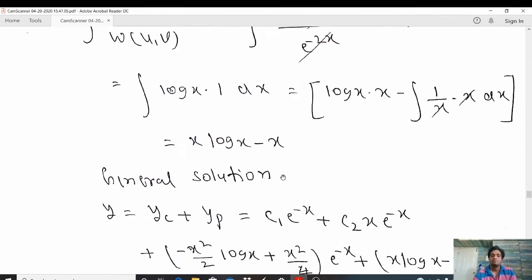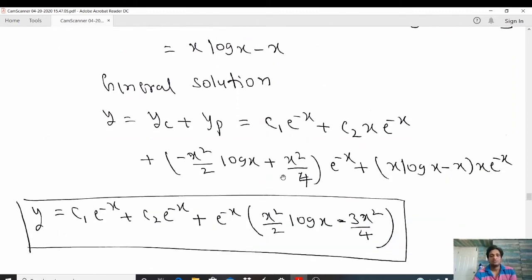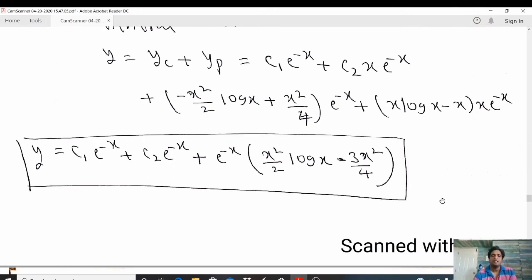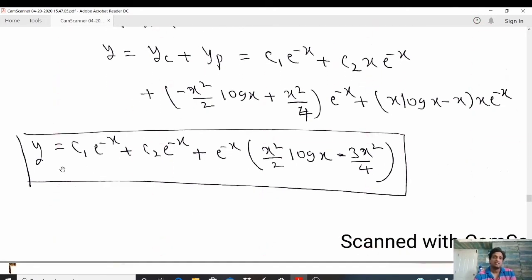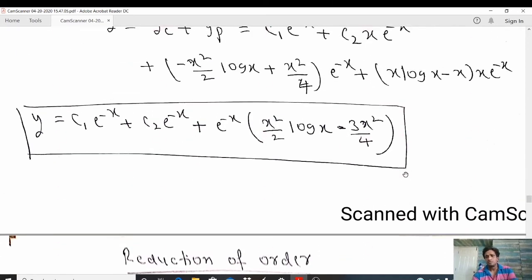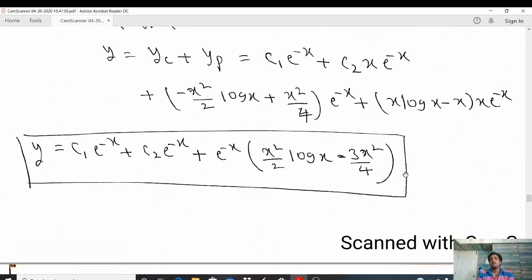So the general solution will be y is equal to yc plus yp. c1 e power minus x plus c2 x e power minus x, this is our yc. yp will be a into u plus b into v. Now if you simplify, it becomes c1 e power minus x plus c2 x e power minus x plus e power minus x into this value. Okay, now that's enough for variation of parameters.